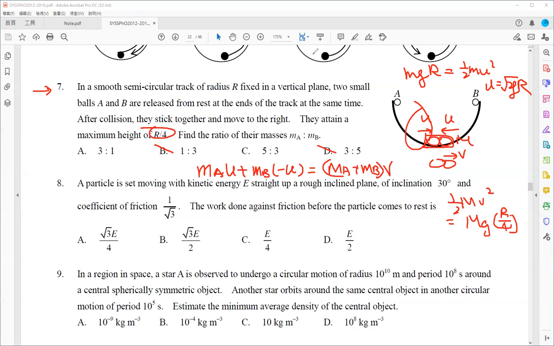Okay. Any question? No? Then let's have a look at question 8.